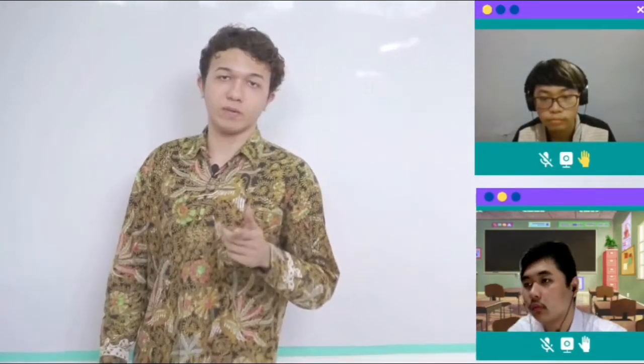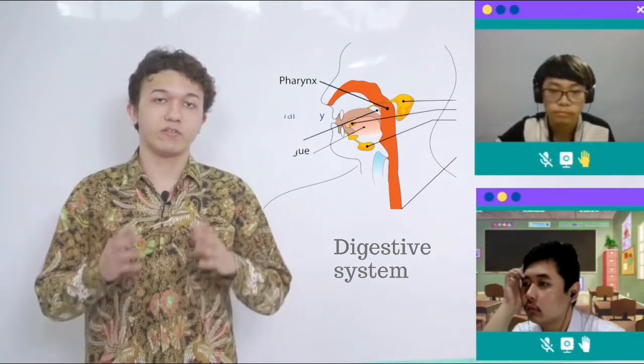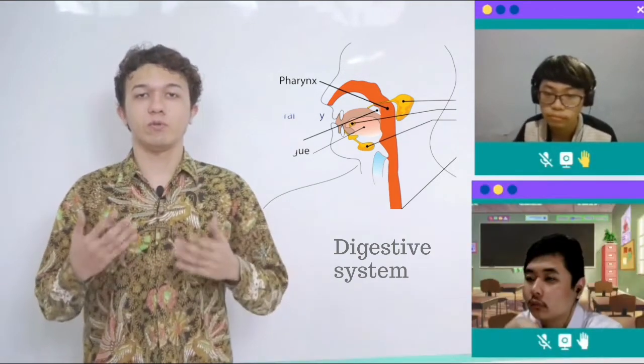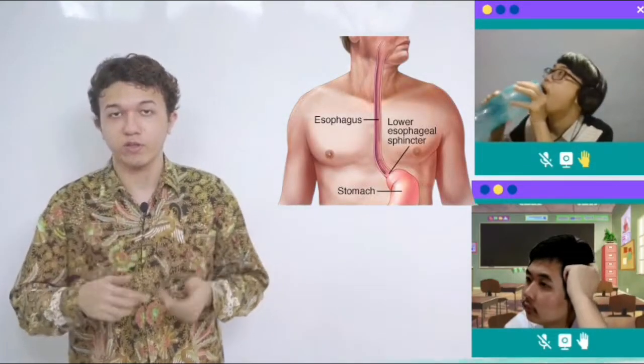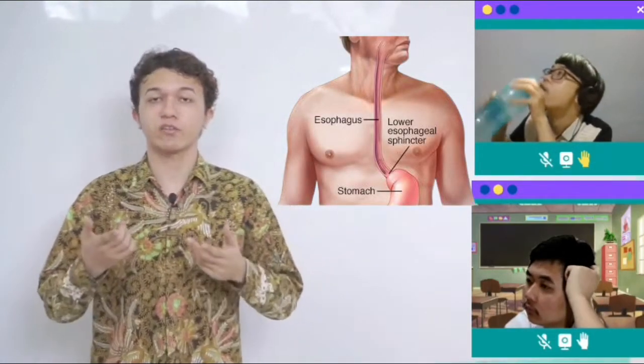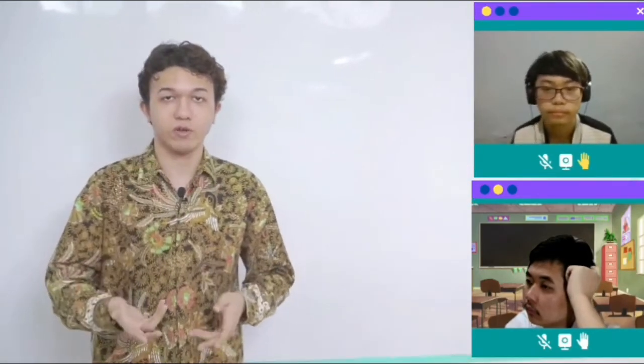First off, let's talk about the pharynx. The pharynx is a part of the digestive system. Now, the pharynx's function is to move food from our mouths into our esophagus. The esophagus is a tube that connects our pharynx to our stomach, or in a more medical term, the gaster.